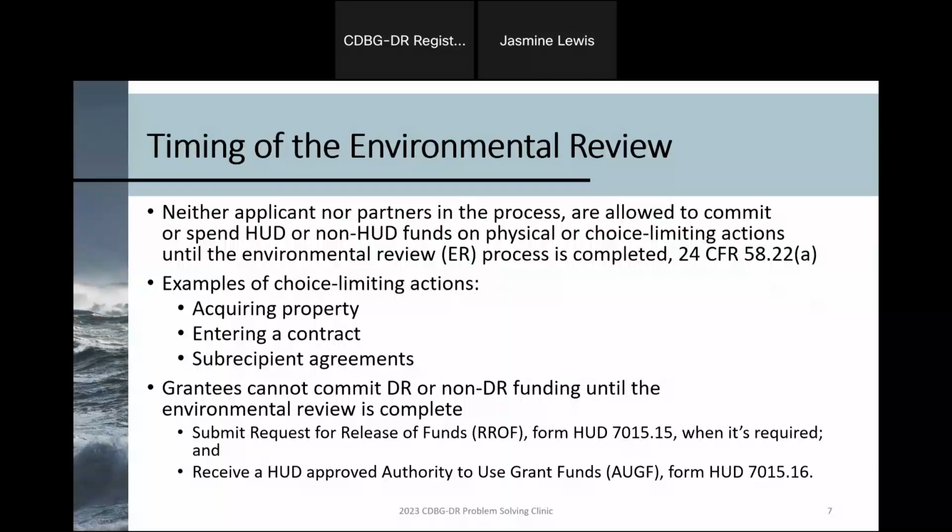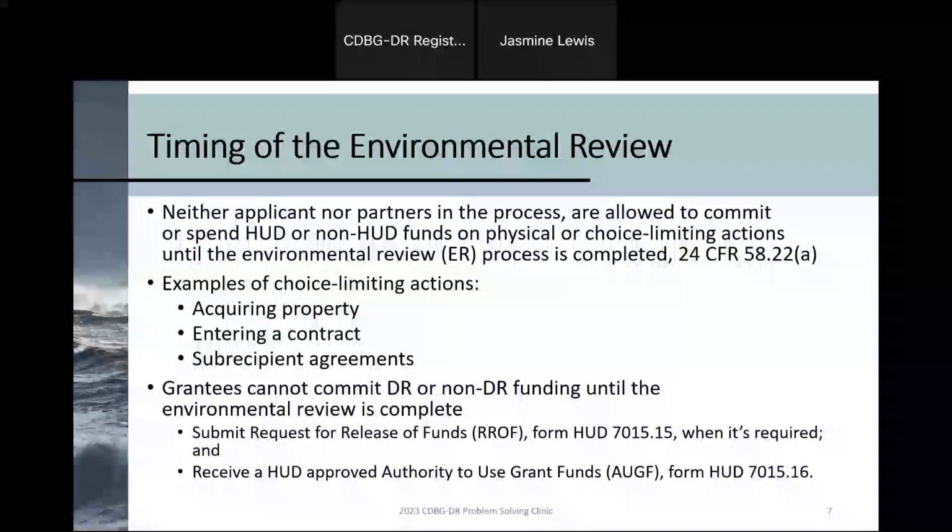So let's talk about the timing of the environmental review. When should your environmental review begin? This should be happening at the earliest phase of the project planning process. And believe me, this will save you more time in the long run to get the environmental review started and make sure you get all the information you need at the forefront.